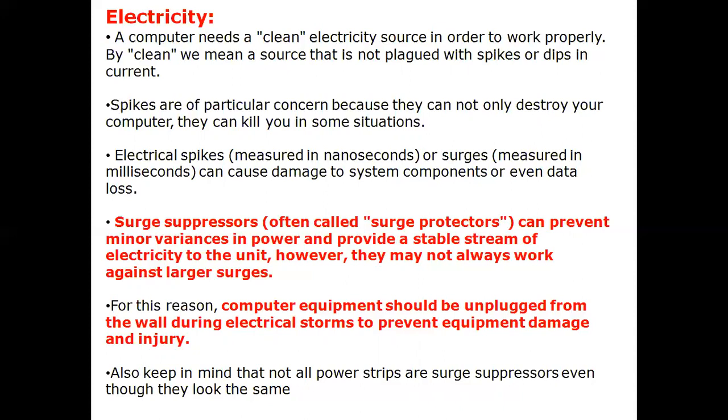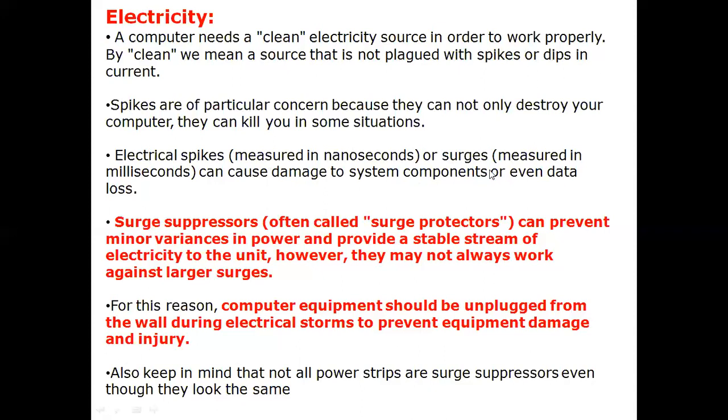So a computer needs a clean electricity source in order to work properly. By clean, we mean a source that is not clogged with spikes or dips in the current, and there should be no fluctuation. The amount of current supplied to our computing equipment should be constant and uniform. Spikes are of particular concern because they not only destroy your computer, they can kill you in some situations.